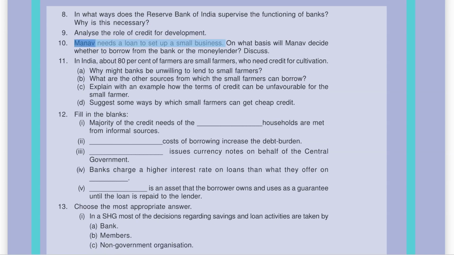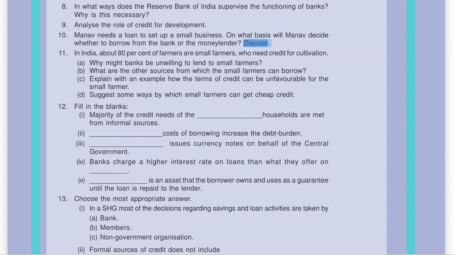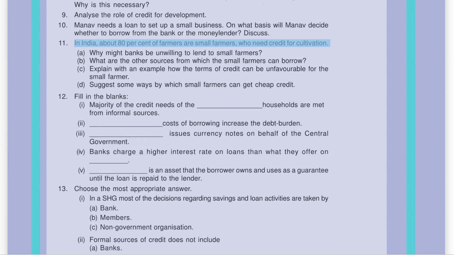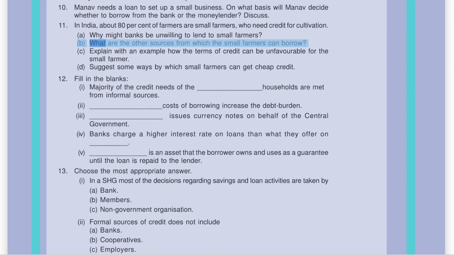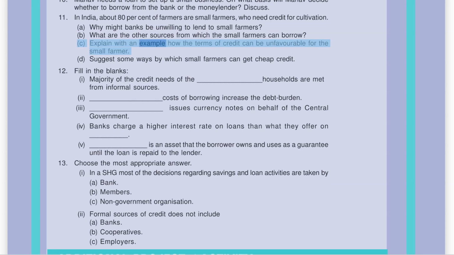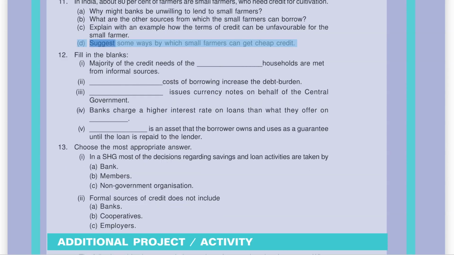10. Manav needs a loan to set up a small business. On what basis will Manav decide whether to borrow from the bank or the moneylender? Discuss. 11. In India, about 80% of farmers are small farmers who need credit for cultivation. A. Why might banks be unwilling to lend to small farmers? B. What are the other sources from which the small farmers can borrow? C. Explain with an example how the terms of credit can be unfavorable for the small farmer. D. Suggest some ways by which small farmers can get cheap credit.